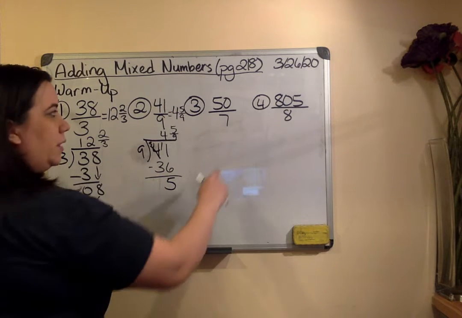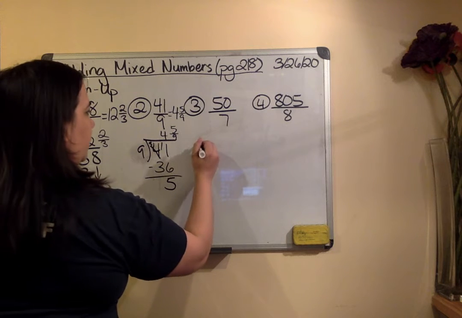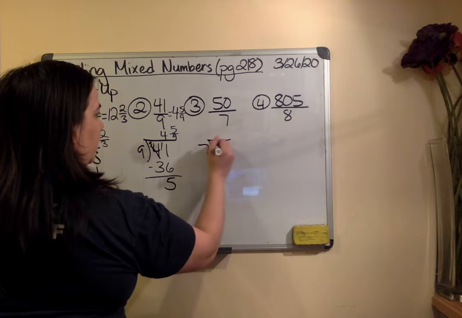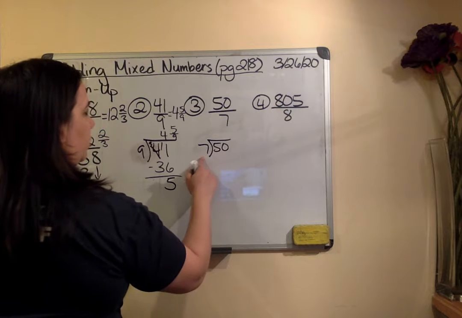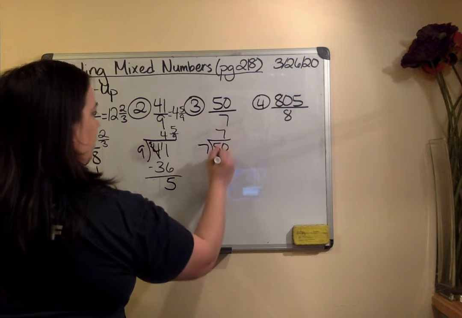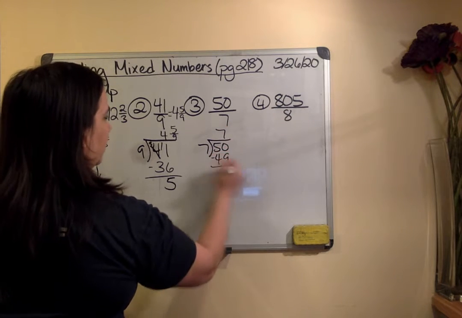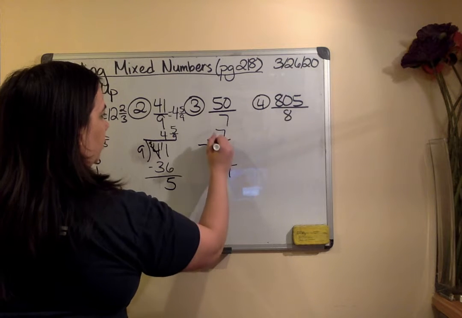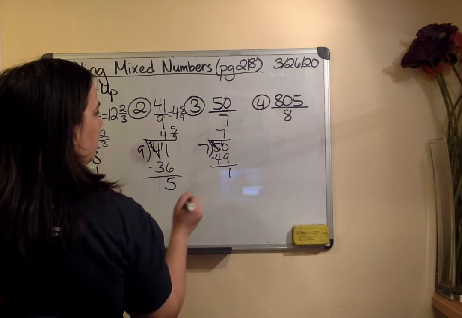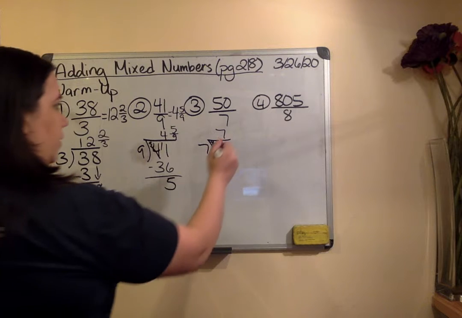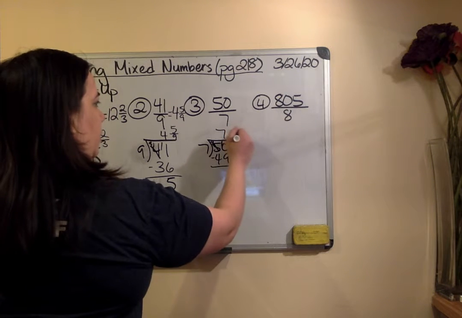Very good. The next one, we do 50 divided by 7. So 7 goes into 50 7 times, giving me 49. And then you take away, and you get 1. So you get 7 and 1/7.